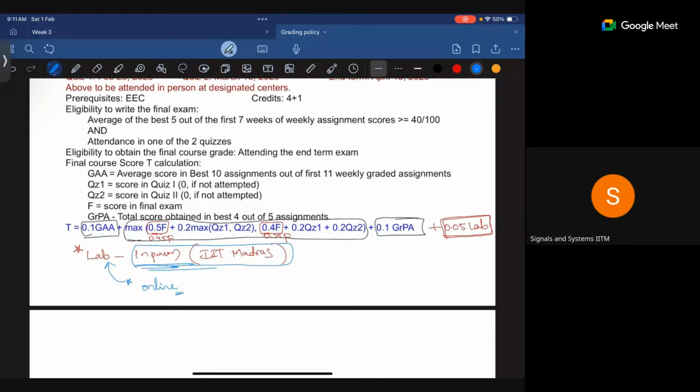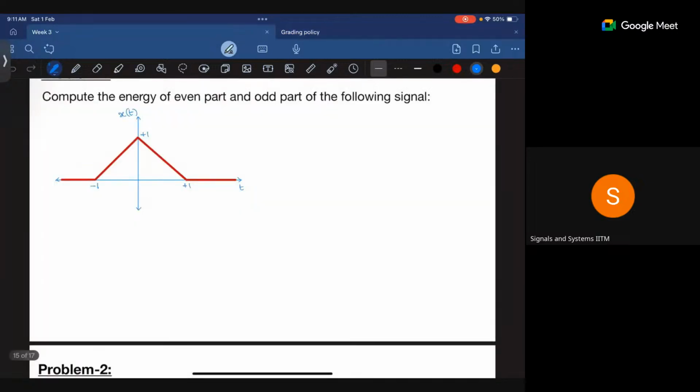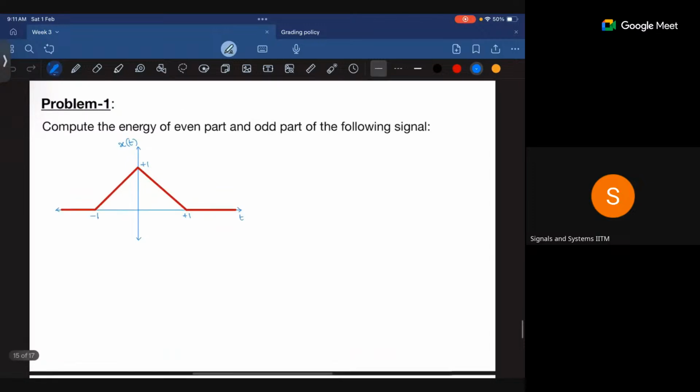Okay, so that's the change, and we will send a mail regarding this updated grading policy, and we will also post it in the GSpace. We will also paste it in the discourse forum. Okay, so these are the two announcements that I would like to address here. Let's come back to week 3.